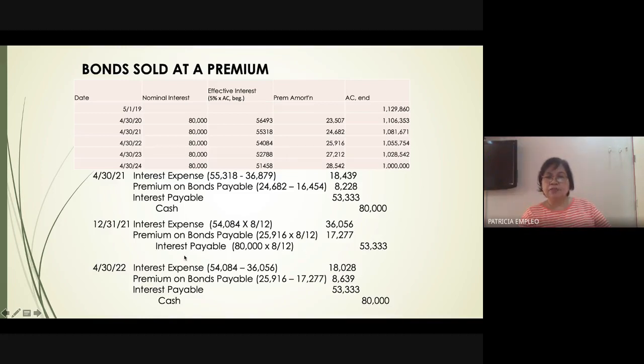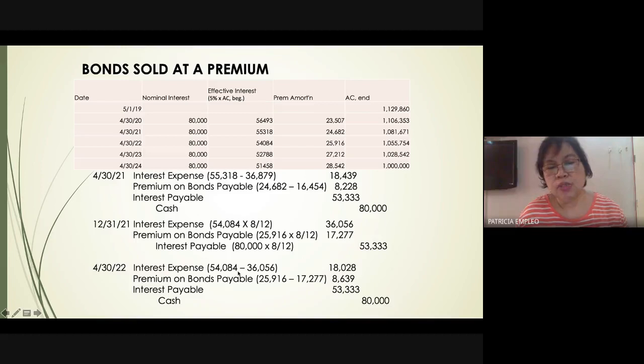Then, on April 30, so again, if the question is how much is interest expense for the year 2021, that's the total of 18,439 and 36,056. If the question is how much is accrued interest or interest payable at December 31, 2021, that is 53,333, because this debit only cancels the previous credit that we set up last year.